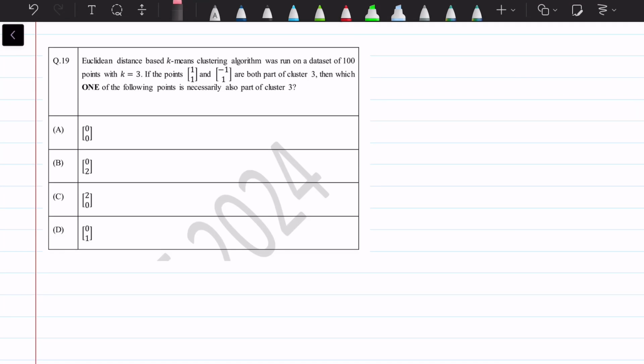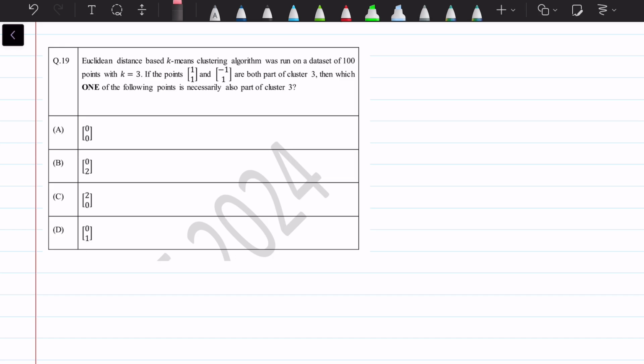Hey everyone, let's see this question 19. In it, we are given that the K-means clustering algorithm, which is based on Euclidean distance, was run on a data set of 100 points with K equal to 3. Now, if the points (1, 1) and (-1, 1) are both part of cluster 3, then which one of the following points is necessarily also part of cluster 3?